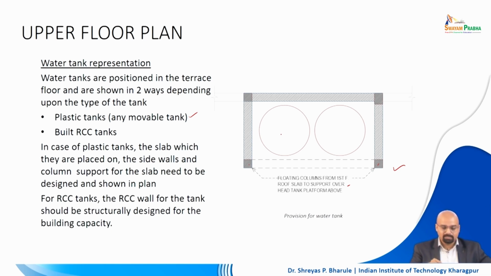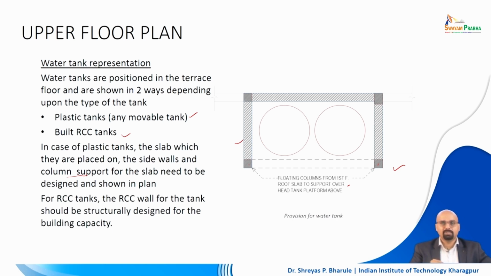The other one is represented here, which is the RCC tank. In case of a plastic tank, the slab on top of which it will be placed should ideally have a side wall and column support for the slab. In some cases the tanks are directly placed on the terrace level itself. In other cases tanks are also elevated. If it is elevated, a column support should also be represented for the slab, and the design needs to be shown in the plan.